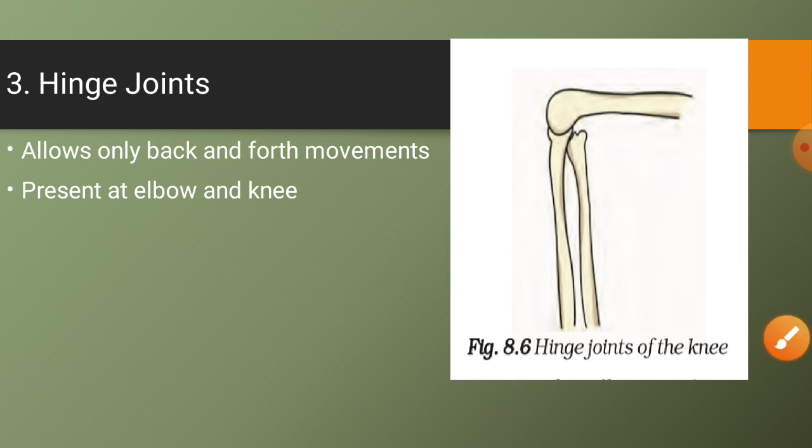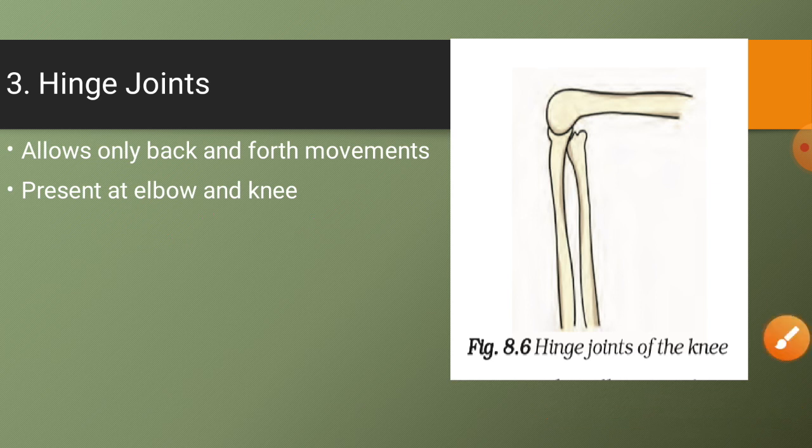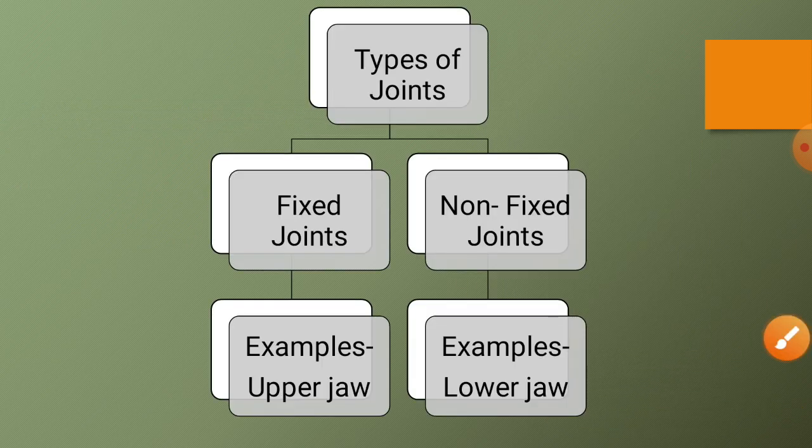This hinge joint is present at our elbow and knee. While watching this video, you can just move your elbow up and down, your knee forward and backward. You can understand this movement, this hinge joint. Now let's see what's the next joint.